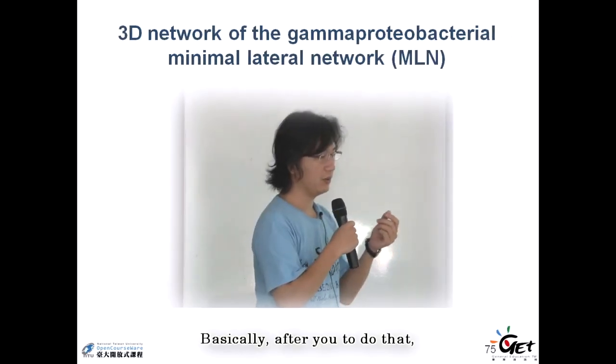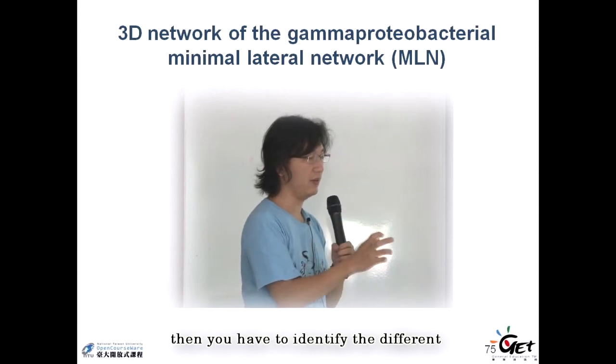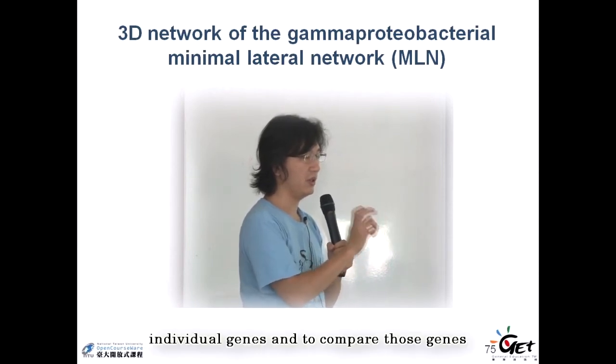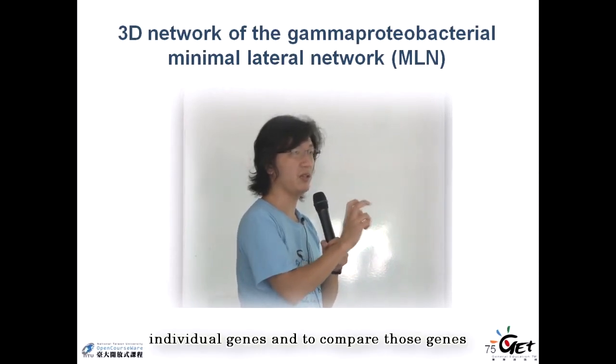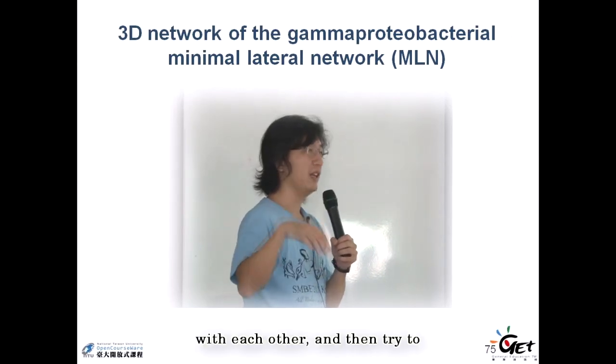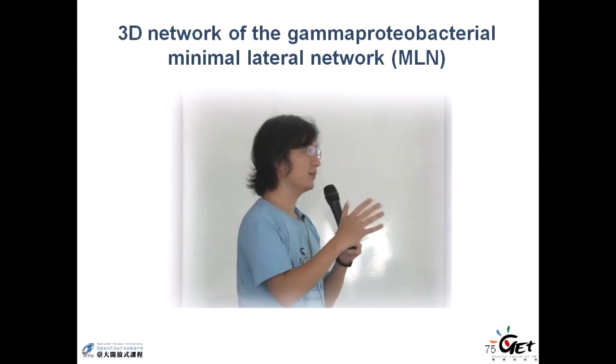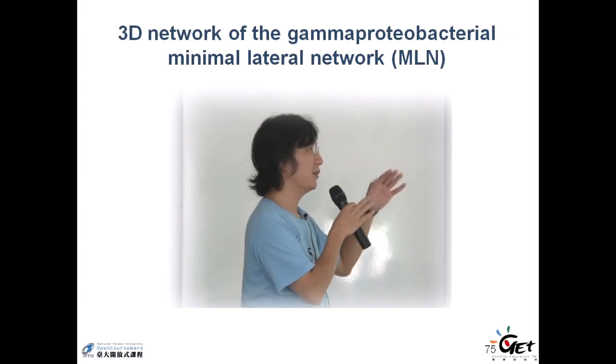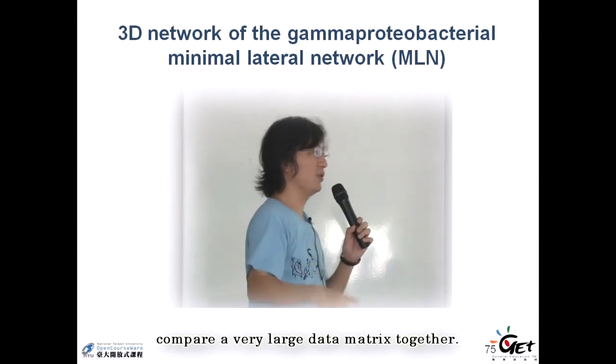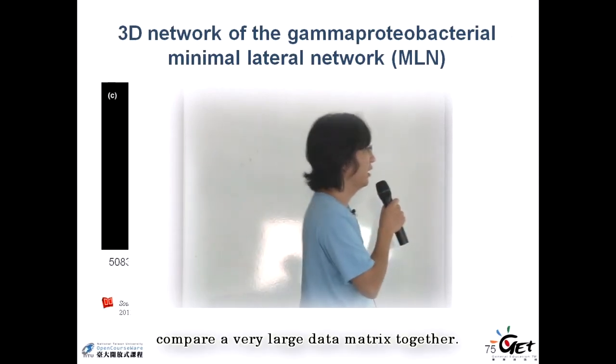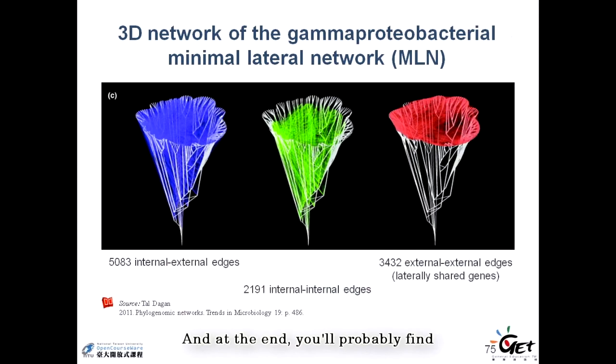Basically, after you do that, you have to identify the different individual genes and compare those genes with each other, and then try to compare a very large data matrix together. And at the end, you'll probably find 3 different categories for those similarities among those different genes.